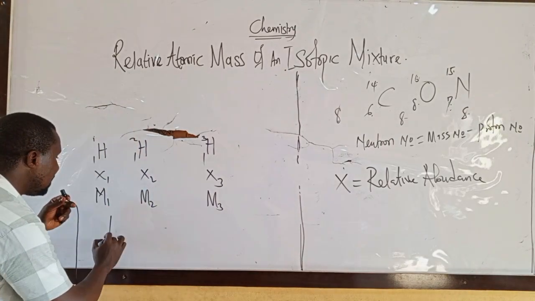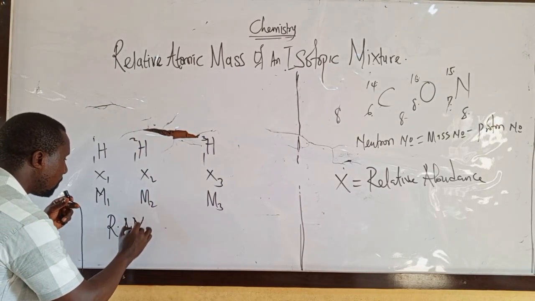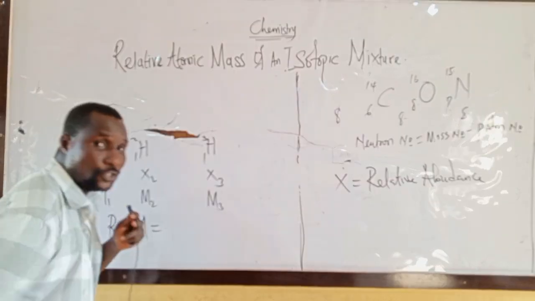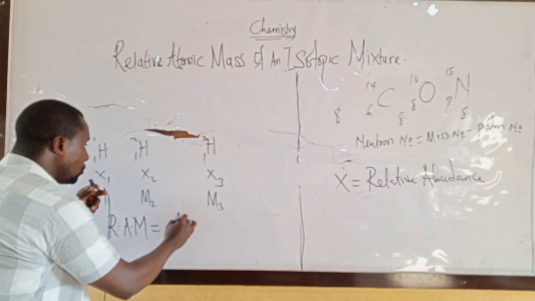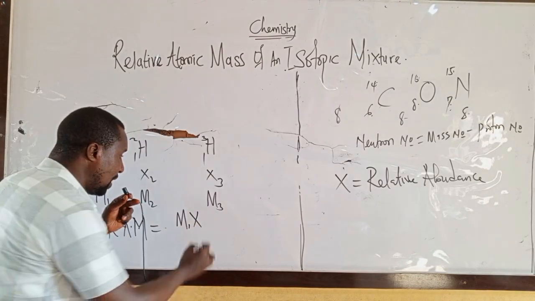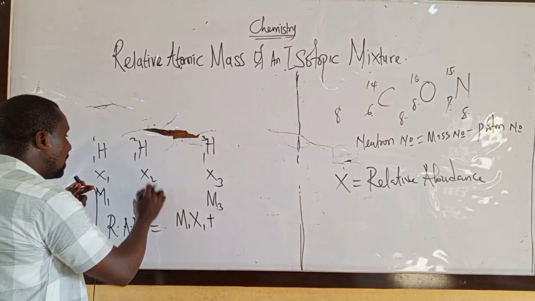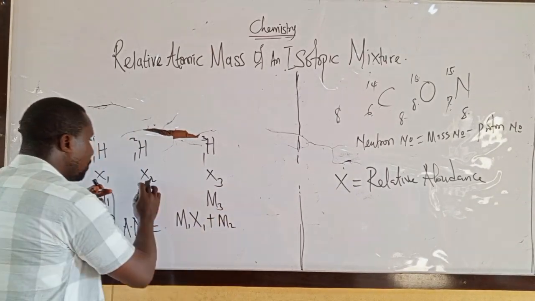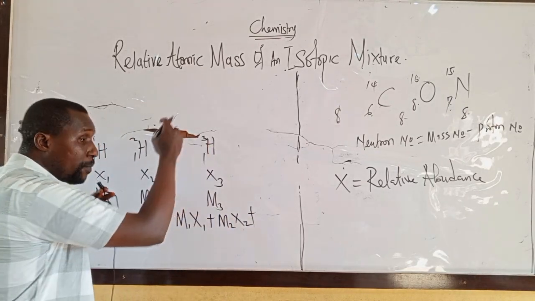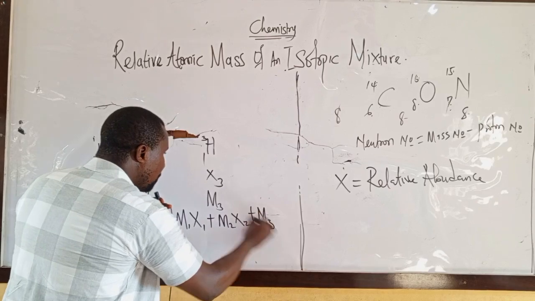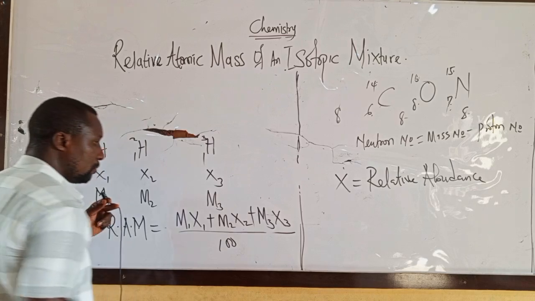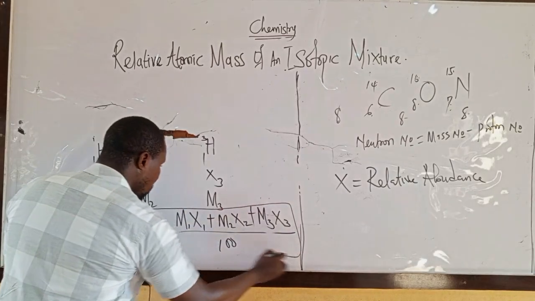Then for me to calculate the relative atomic mass of the isotopic mixture of this hydrogen, it will be the mass of the first hydrogen, M1, multiplied by its relative abundance, X1, plus the mass of the second hydrogen, M2, multiplied by its relative abundance, X2, plus the mass of the third isotope of hydrogen, M3, multiplied by the relative abundance, X3, everything over what? 100. Take note of this one.